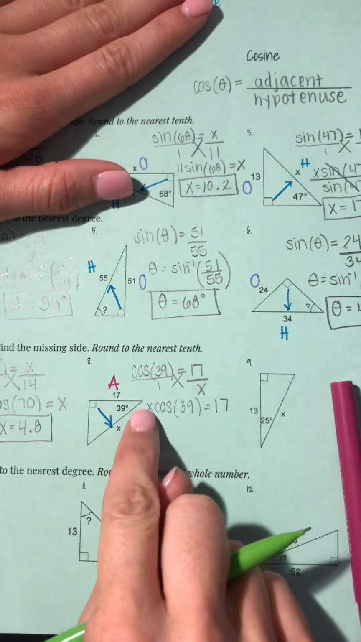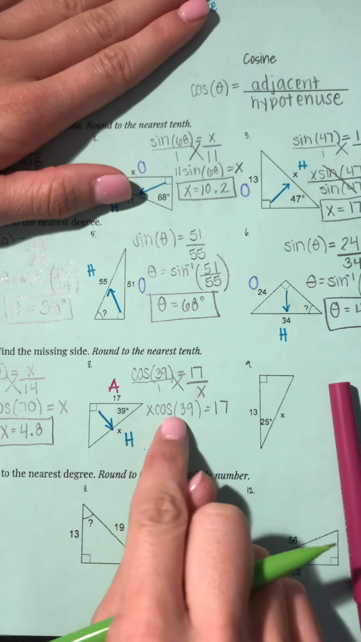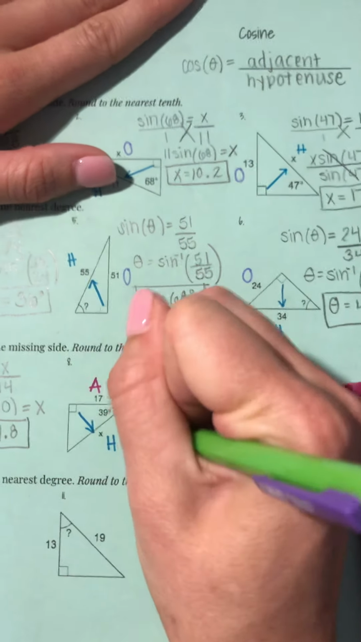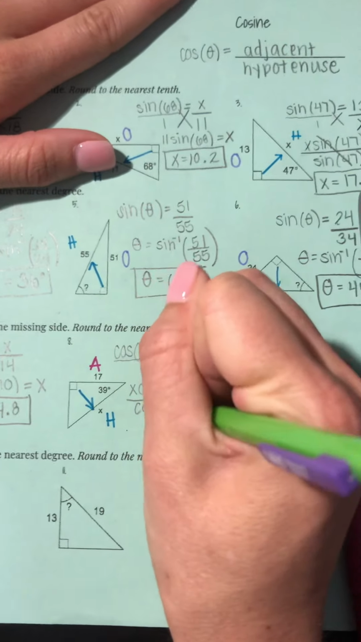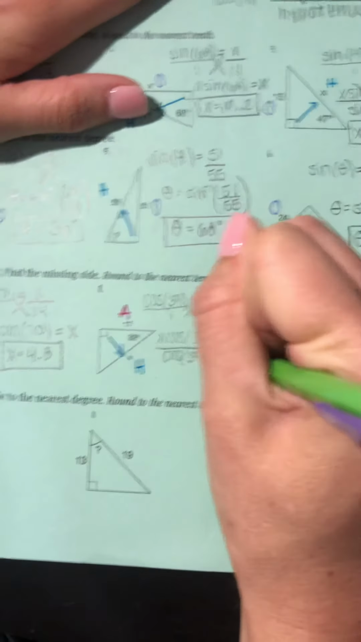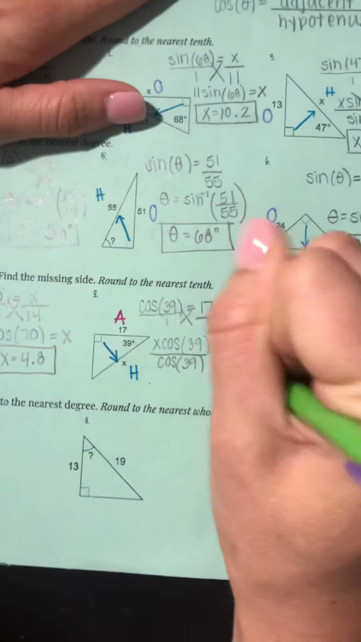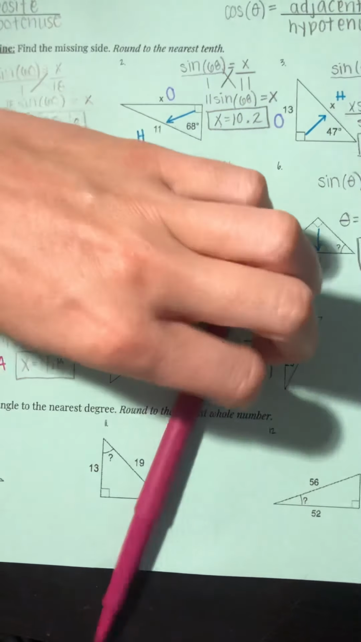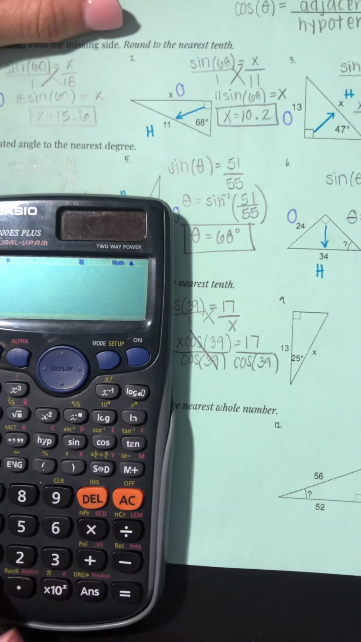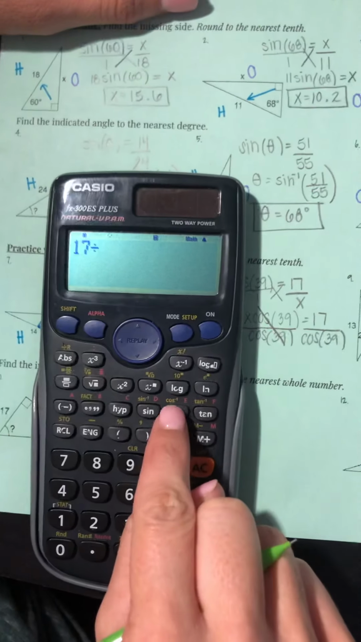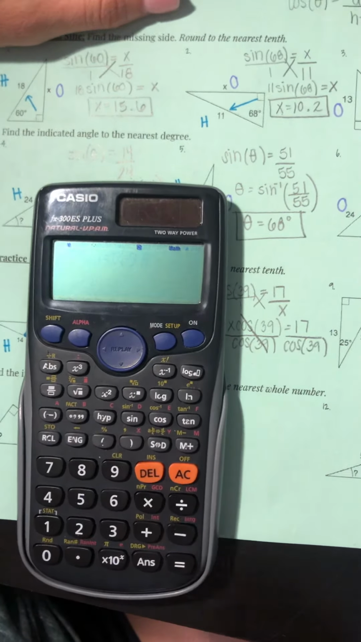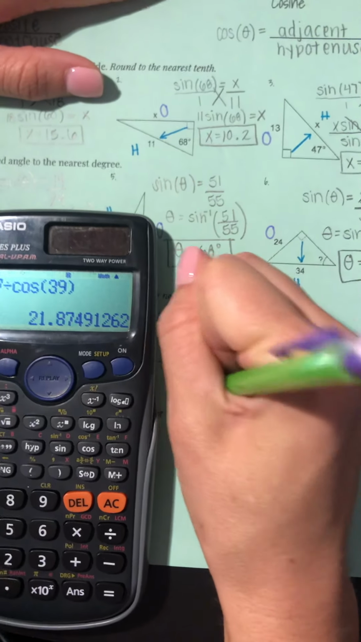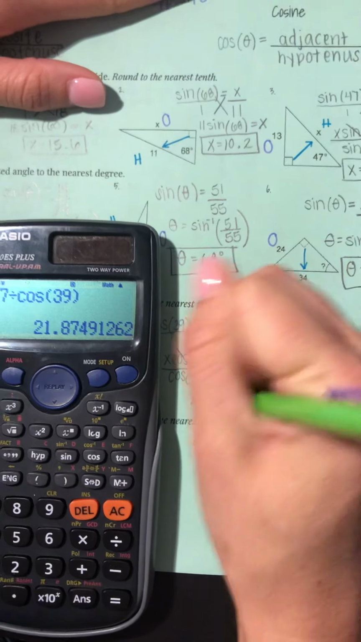And so since x isn't alone yet, it still has this cosine of 39. Now you have to divide by cosine of 39 to get it by itself. So this cancels. So you want to put this whole thing in your calculator. And so rounding it gives you about 21.9.